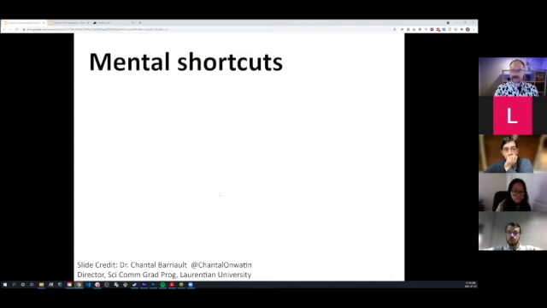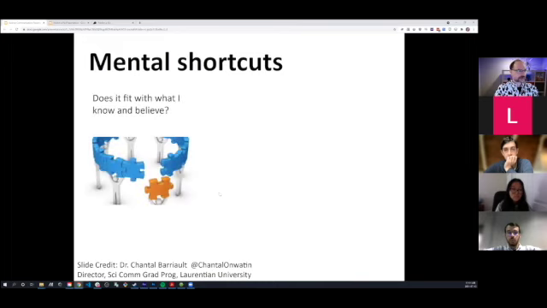And in her research, she's found that people use mental shortcuts to quickly evaluate the facts that you throw out there at them. These are three of the mental shortcuts that can cause them to discard those facts and not absorb them into their worldview. The first one is, does it fit with what I know and believe already? If it doesn't, they can just use that mental shortcut to say, nope, eject. They don't even try to absorb it.